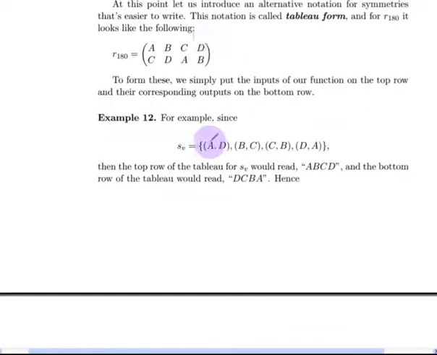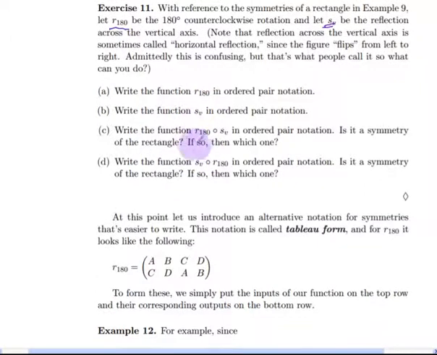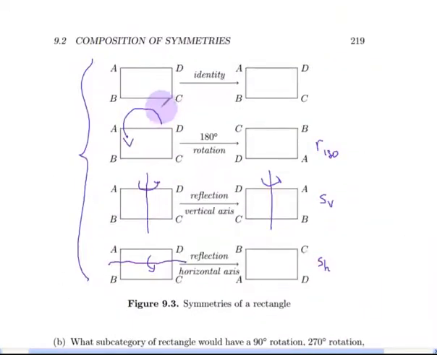Now this exercise takes you through another way to do this in a more systematic way, if we represent symmetries in this way called Tableau Form. Tableau Form means you list all the points on the figure, and then you list where they go on the second line. So if you remember R180, A is going to go to the location of C, B goes to D, C goes to A, D goes to B.